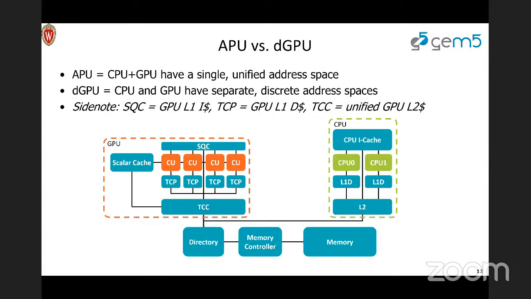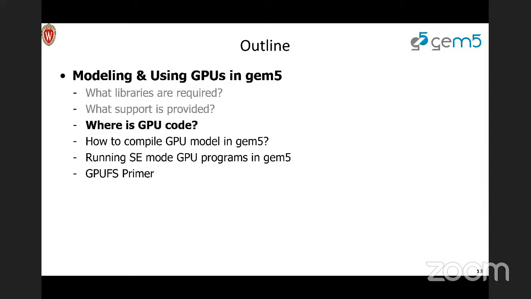So I alluded to this on the previous slide, but ultimately we have two models in gem5 we support, APUs and DGPUs. As a side note, AMD's syntax, if you will, when talking about caches is different, just like NVIDIA has their own syntax as well. So when you see them in the files talk about an SQC, SQC means the L1I cache, TCP means the L1D cache, and TCC means the unified shared L2 cache. So ultimately, that is the kind of support we provide. And like I said, depending on what you want to study, discrete GPUs or cache coherent APUs, we have support for both in our systems.